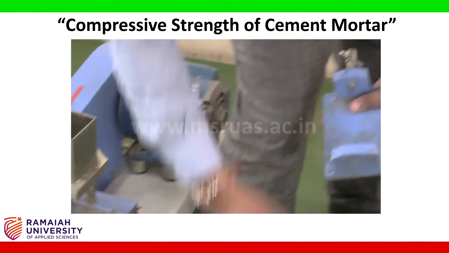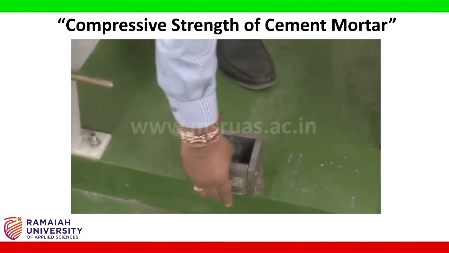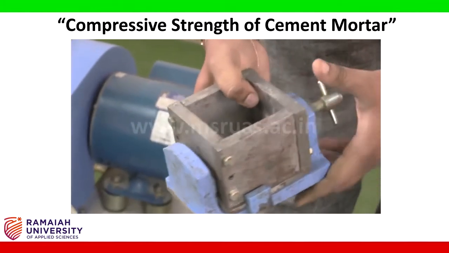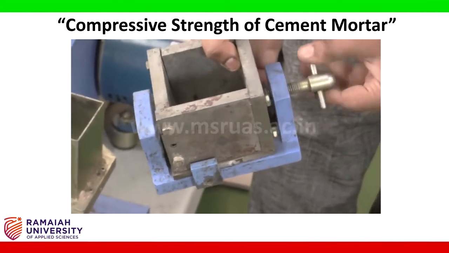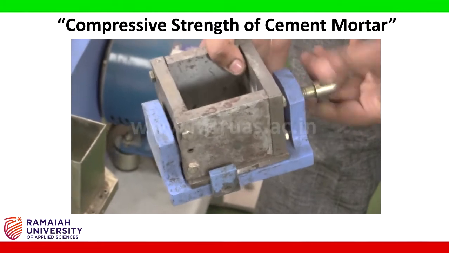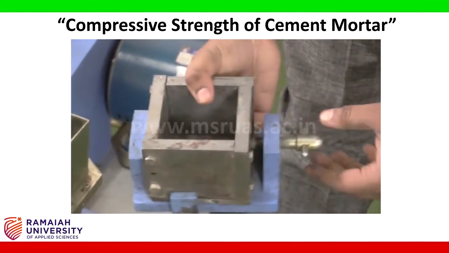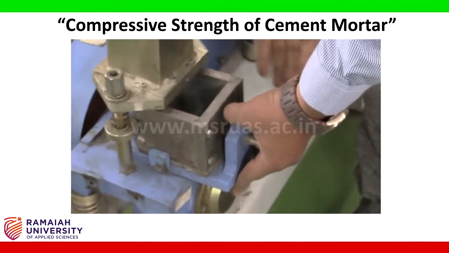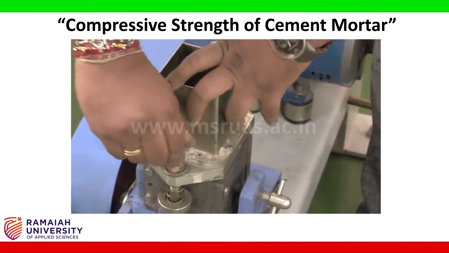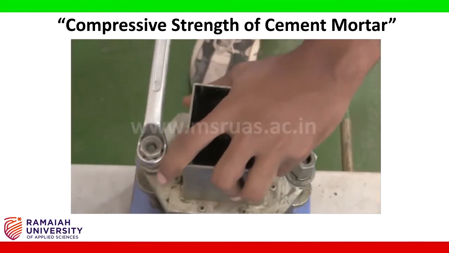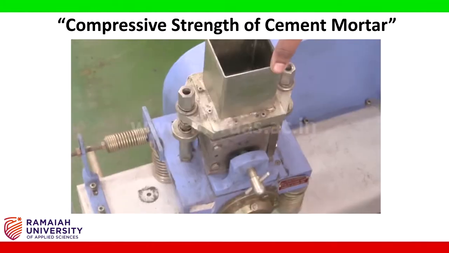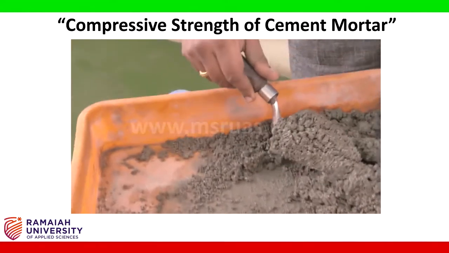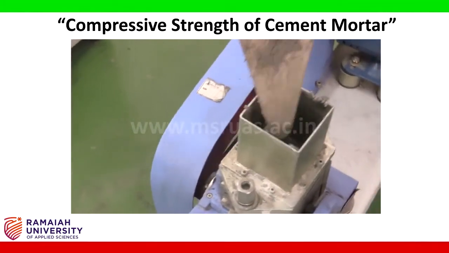Let us do it. So this is a mold. I am going to place the mold on this particular arm. I am going to tighten this. It's now locked. I am going to place it on the vibrator and tighten the screws. After tightening the plate, we are going to put the mortar into the hopper.